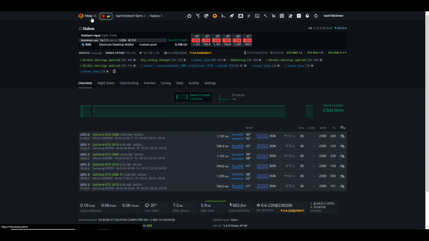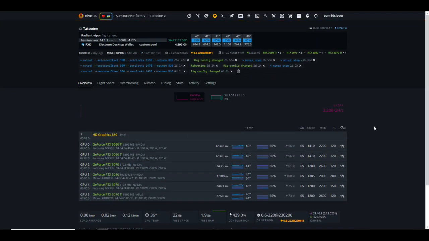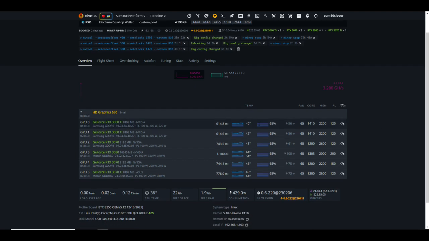Let's take a look at some other GPUs. So Tatooine has a variety of 30 series GPUs in it. We've got a 3060 Ti sitting at 614.8 megahash at 56 watts. Another 3070 at about 744 at 61 watts.